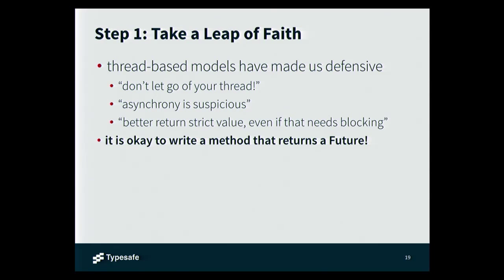So asynchrony is not suspicious, even though it sometimes seems to have this kind of impression or prejudice. And well, it is okay to write APIs that return futures. Even more so now that we see more and more composable futures implementations, like the CompletableFuture in Java 8, where you can actually do useful things. So this is not about java.util.concurrent.Future, but I guess that you're all by now aware of that.